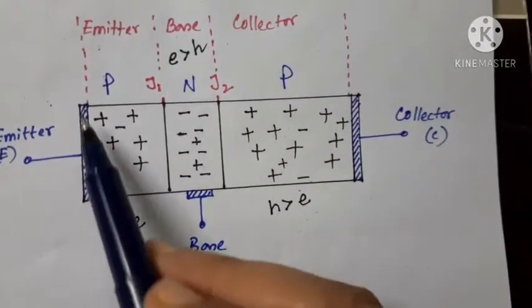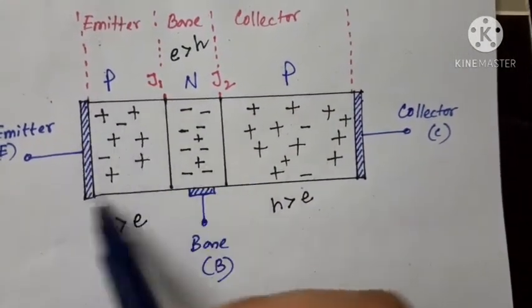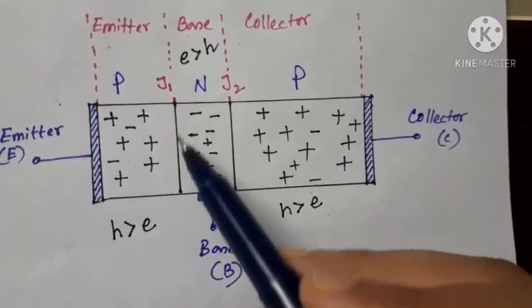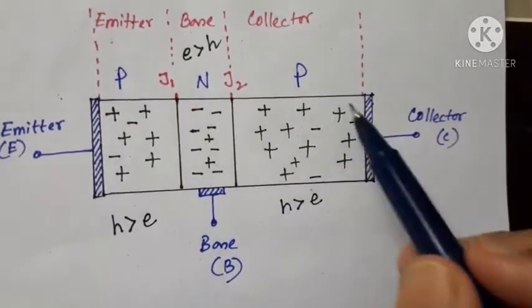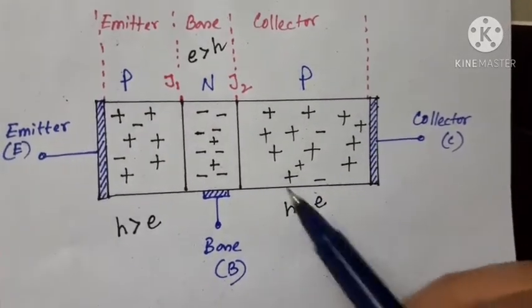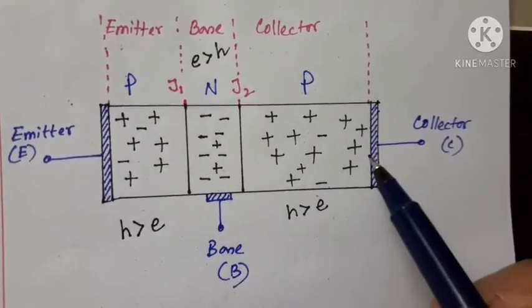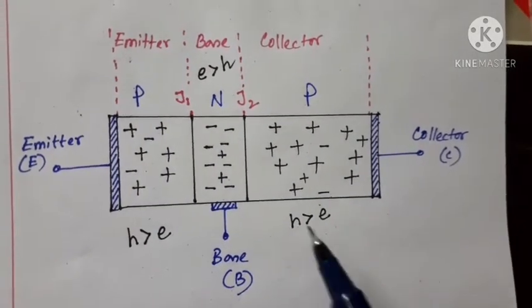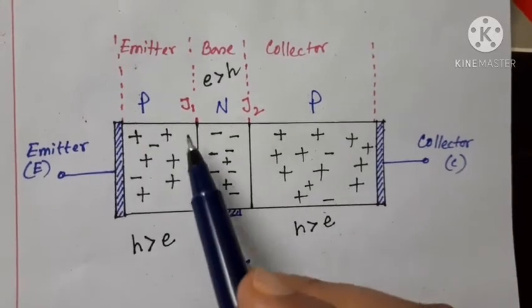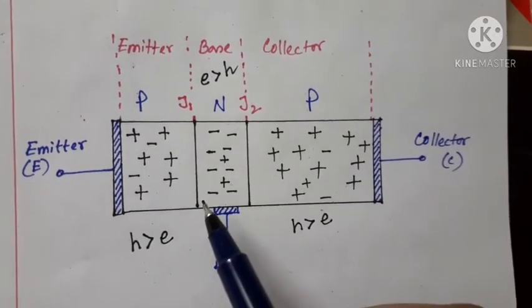That is, within this P-type material there are a huge number of holes, and here the number of holes is quite small, and here the number of holes is quite large and the number of electrons is quite small. So under this condition, no depletion region has yet formed.